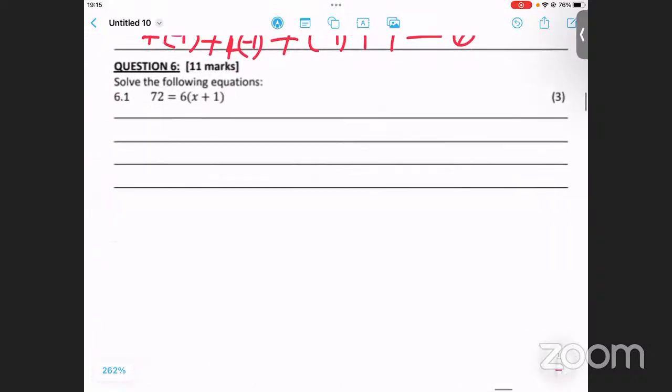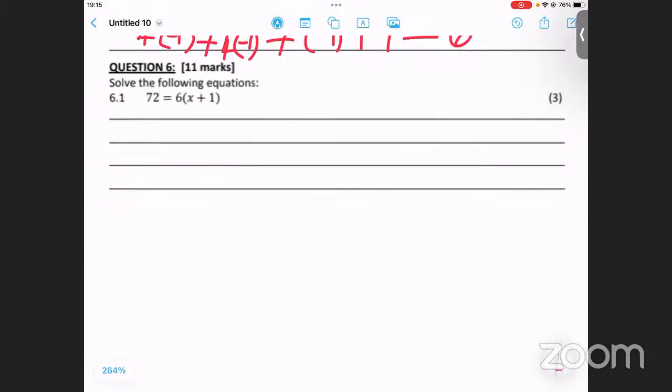Thank you. Cool. Now let's move to question 6, which carries 11 marks. Guys, you should make sure that you master these questions. Now, this is where you get your 3 marks, right? Question 6, you have to solve the following equations. So the first equation that we have is 72 is equal to 6 into x plus 1. And we'll see how we're going to answer this question.